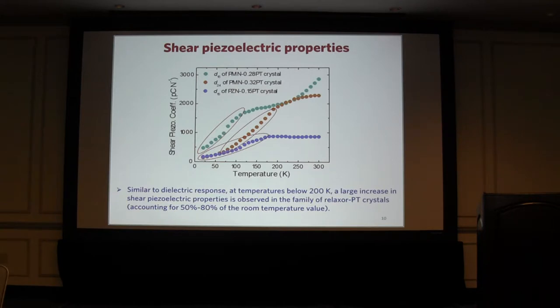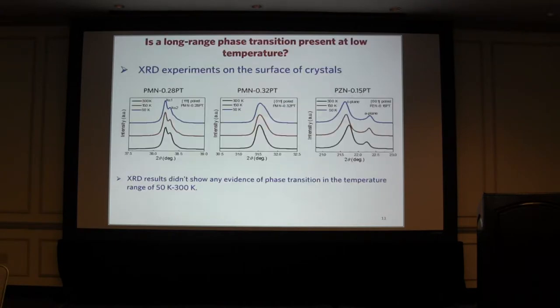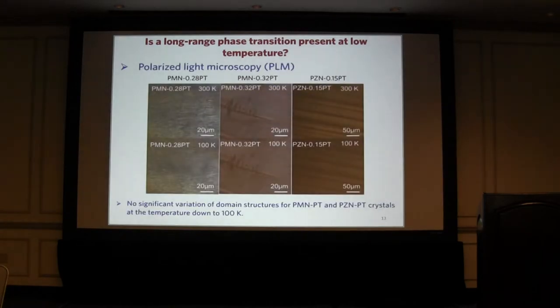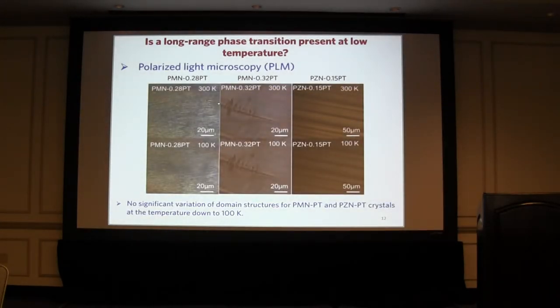In order to know why there is a large variation at low temperature, first we double checked the phase at cryogenic temperature. We did X-ray experiments on the surface of the crystals from room temperature to 50 Kelvin. From this experiment, we cannot find any evidence of a phase transition. And also, we did polarized light microscopy for the domain structure. From room temperature to 100 Kelvin, there is no change in the domain structure at the macro scale.